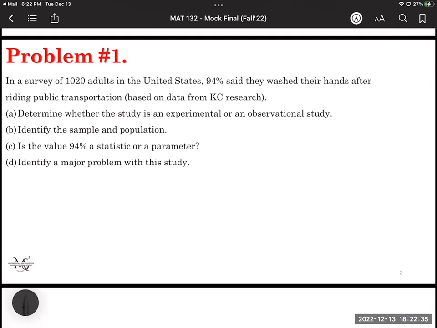That might be true. It might be Kansas City, Edwin. You might be right, but I don't know. I'm thinking it might be keep clean research. I don't know.